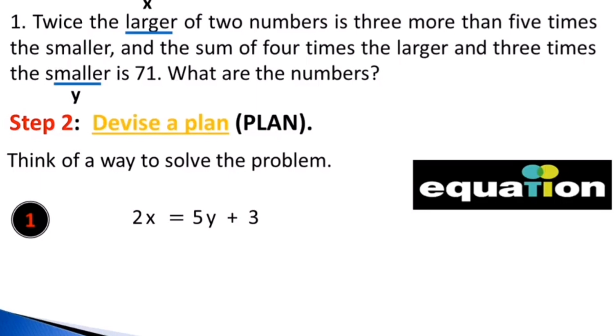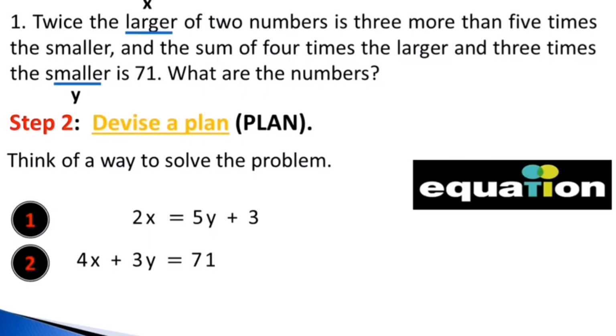So let us move on to the second equation. The sum means plus. 4 times, multiplied by 4, the larger which is x, and 3 times, multiply the smaller by 3, is means equal. So we now have the second equation: 4x plus 3y equals 71. These are the most essential strategy, which is by equation, to help us in solving the problem.